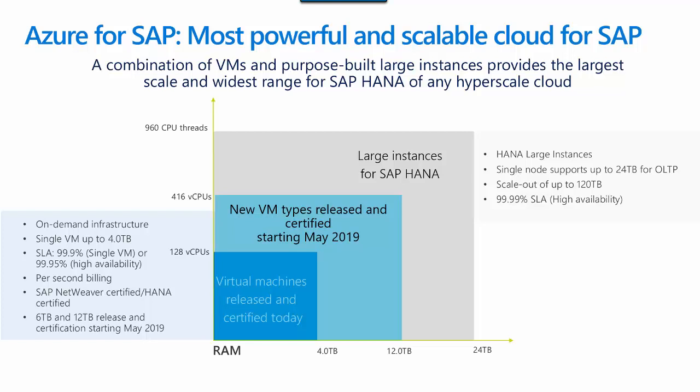has been generally available as of May 13, as well. The 12 terabyte will be available in a few months. And HANA large instances are available today up to 24 terabyte, 960 CPU.